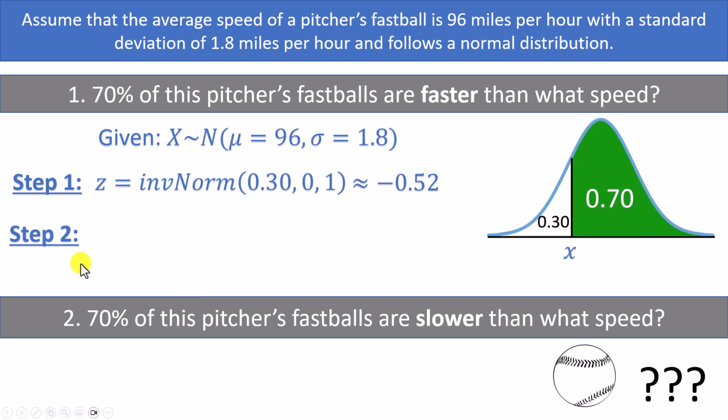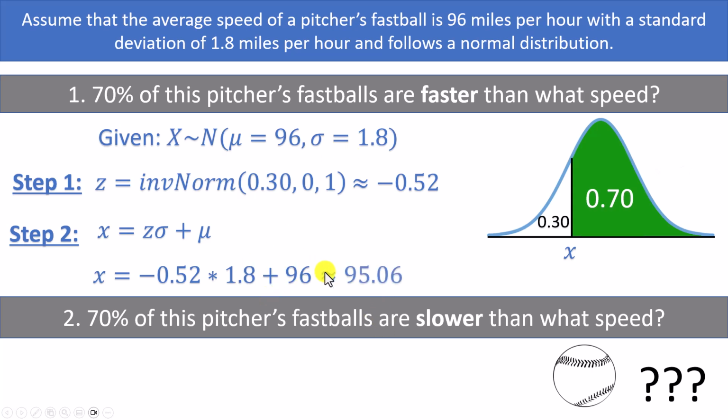Okay, then we can do step number 2, which is finding the x value using the raw score formula. So we can just plug into that. We have negative 0.52 times 1.8, which is our standard deviation, and then plus 96. If you do that, you get approximately 95.06. So 70% of the pitcher's fastballs are faster than about 95.06 miles per hour.